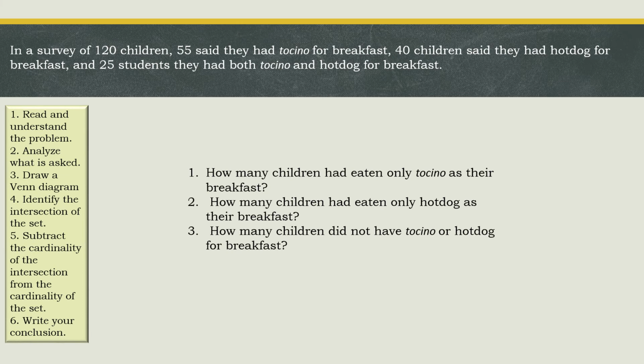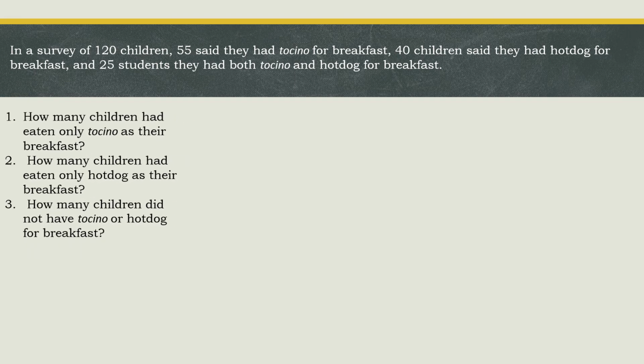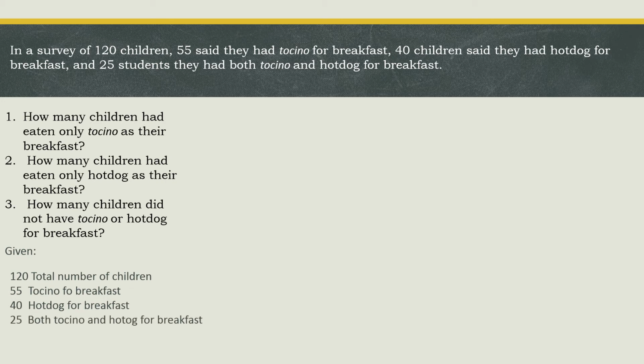Then number 3, draw a Venn diagram. But before magbuhat og Venn diagram, always remember to write down the givens. So the givens are, you have 120 total number of children. You have 55 tocino eating, okay, for breakfast. You have 40 hot dog for breakfast, and we have 25 both tocino and hot dog for breakfast. So these are the givens, class, okay, sa atong data.